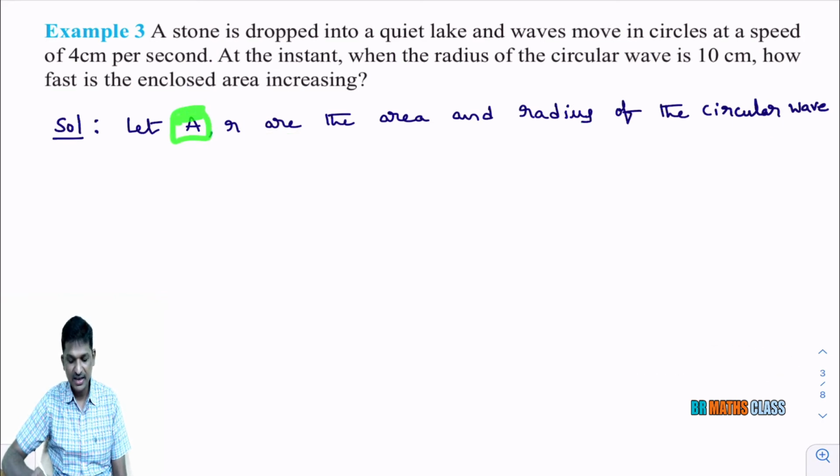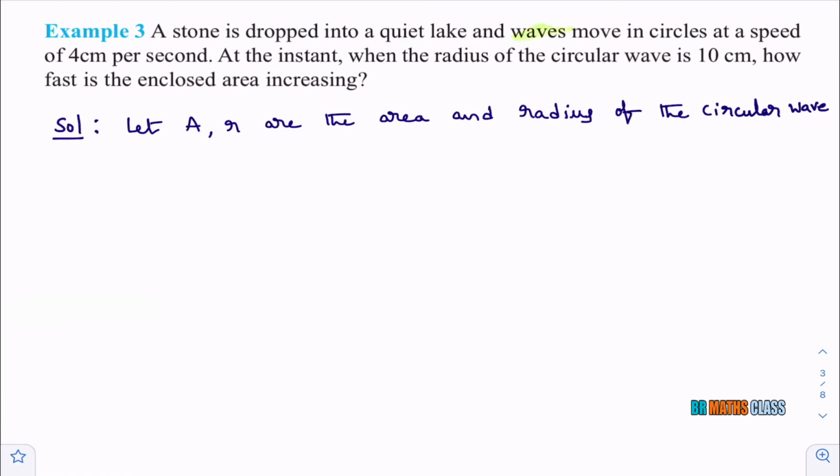What is capital A? Area. Area of what? Area of the circular wave. What is small r? Small r is the radius of that circular wave. Observe the question, they given one important useful information. Look here: waves move in circles at the speed of 4 centimeter per second.